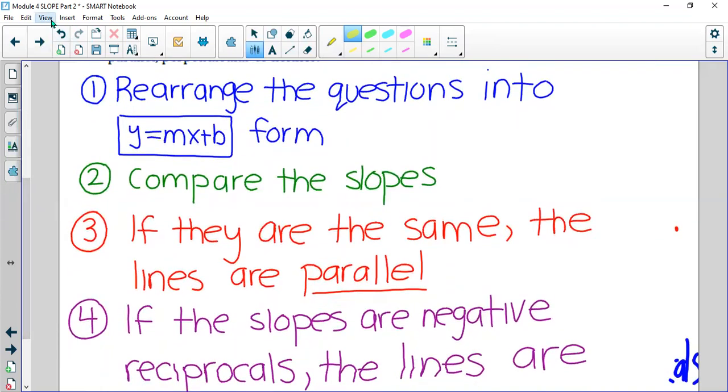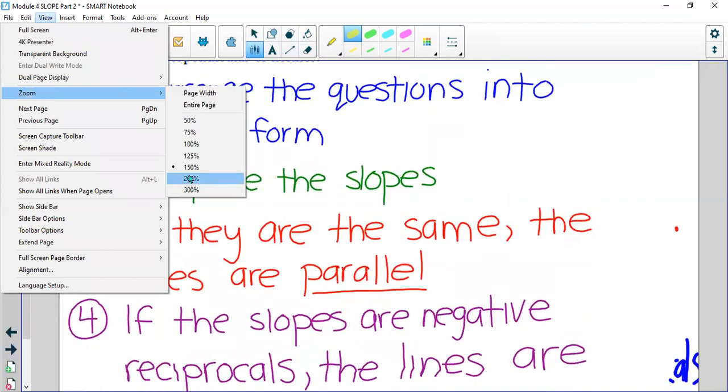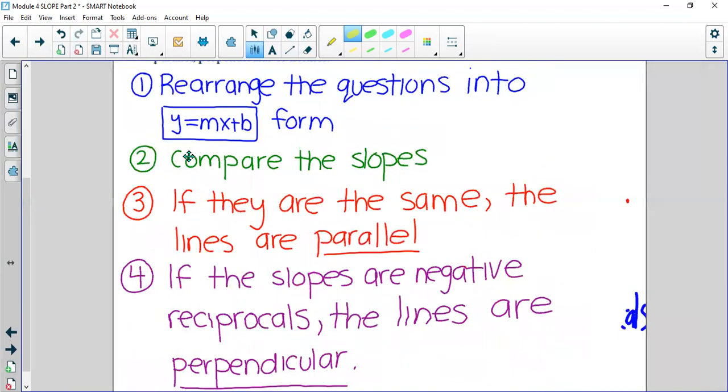And if they are not the same and they are not negative reciprocals, then the lines are neither parallel nor perpendicular, which is also an option for the midterm. So this would be an example of how to explain what you've learned in words to prove to your teacher that you understand what you are doing for your midterm exam.